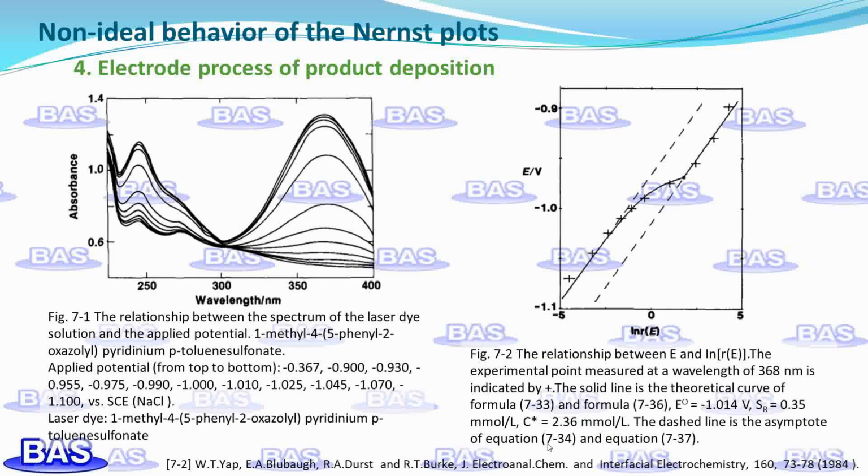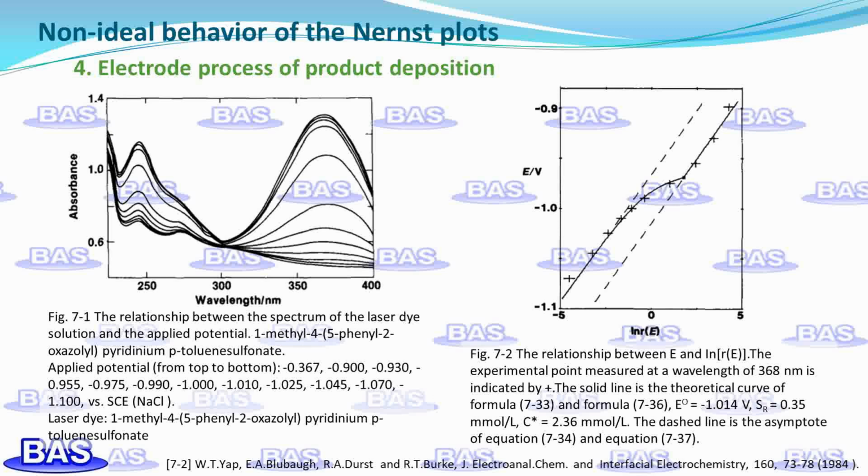Figure 7.1 shows the absorption spectra of 2.36 mmol per liter of the dye in 0.4 mol per liter potassium chloride aqueous solution at different applied potentials, with an absorption maximum at 368 nanometers for the oxidized state, which also shows that the extinction coefficient of the reduced state equals 0. That is, there is no absorption in the reduced state, but only in the oxidized state.